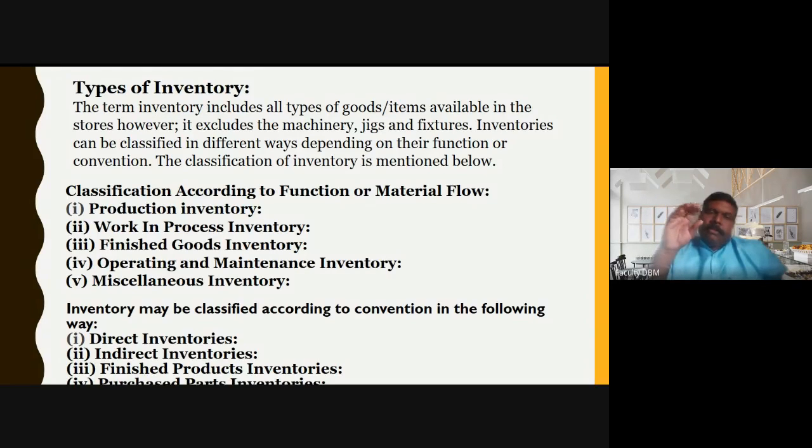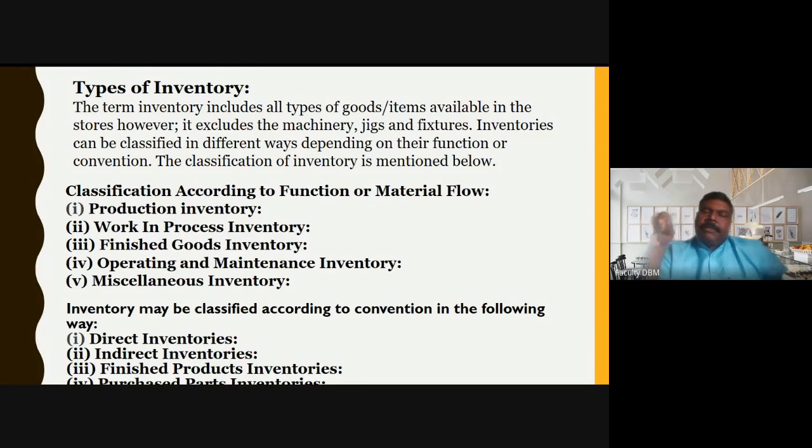Work in process inventory: these are the items going from machine one to machine two, where conversion happens. Those are called work in process inventory. They are not finished and they are not raw materials. In between the semi-finished goods and the raw materials, if you have that stage, it is called work in process. Finished goods inventory are the goods which have completed all the processes and are ready to be distributed.